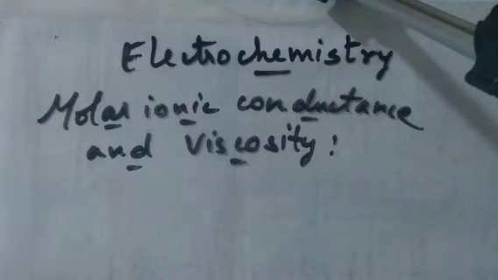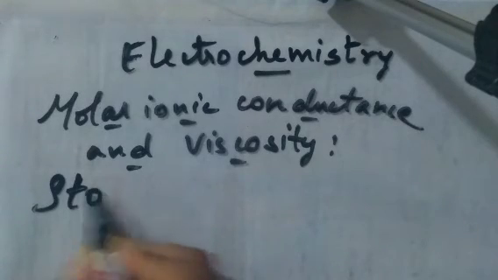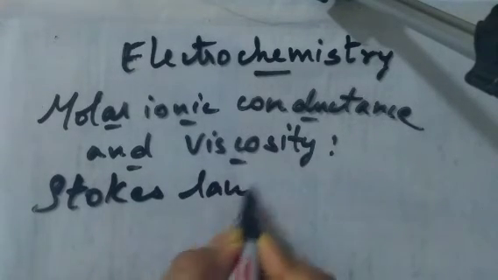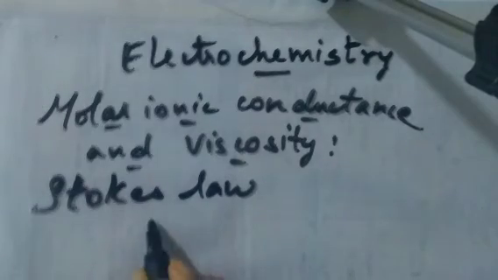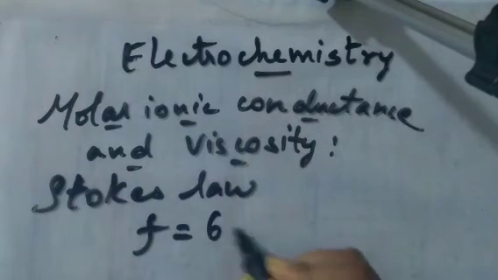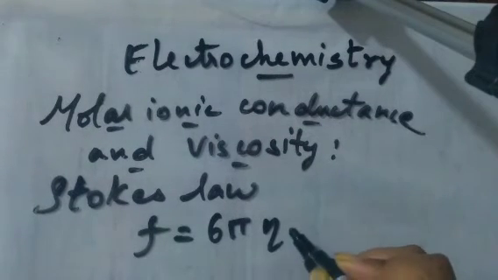Now we are going to see the relationship between molar ionic conductance and viscosity. Suppose an ion moves through a liquid which is highly viscous. What happens? The mobility of the ion is retarded, because of the frictional force acting on it. If a liquid is more viscous, then there is a higher viscous frictional force. It is given by a formula called Stokes law, F = 6 pi eta r.